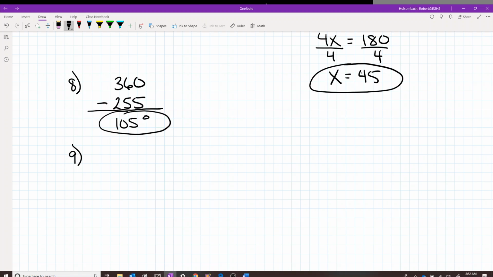Number 9, how many sides does a regular polygon have if each exterior angle measures 20 degrees? Well, all the exterior angles have to sum to 360. And if it's a regular polygon, they're all the same. So if you divide 360 by 20, it's going to give you the number of sides, which is 18.